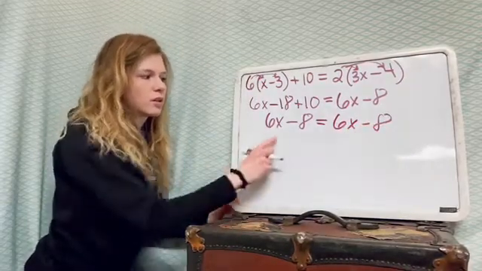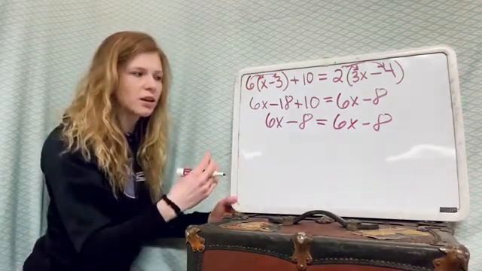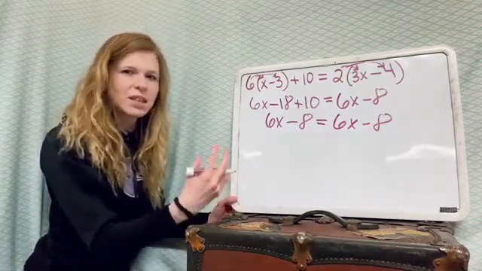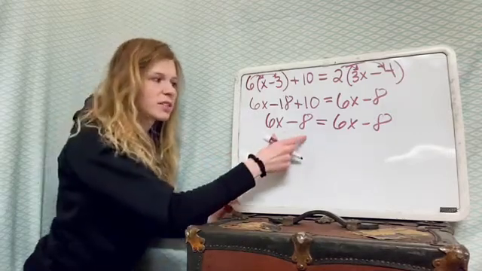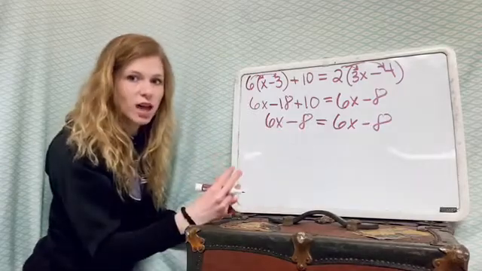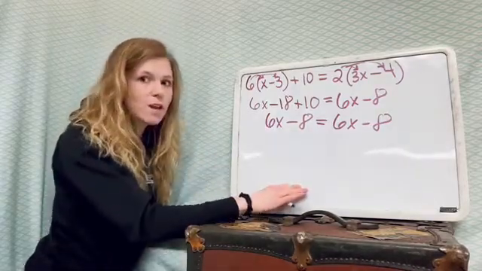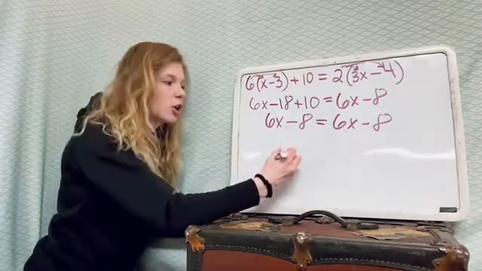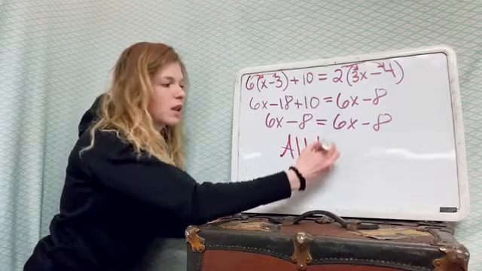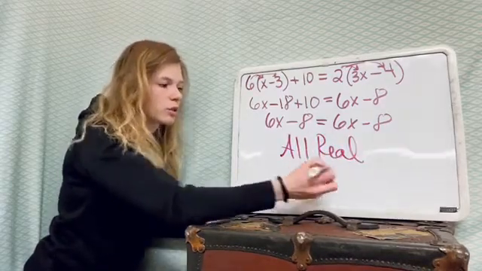Notice, 6x minus 8 equals 6x minus 8. Does that seem similar to the solutions I showed you in the beginning, where you have the same thing on both sides? If you want, you can continue to solve for x, but if you already notice I have the same thing on both sides, you know that the answer to this problem will be all real solutions.